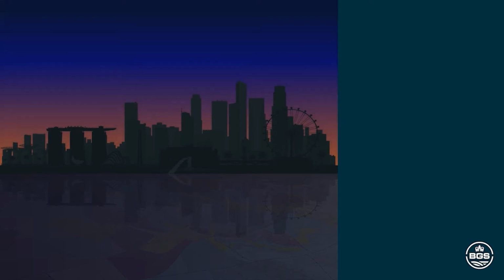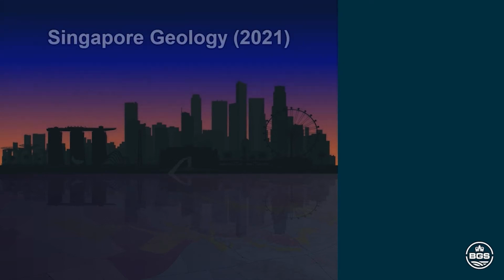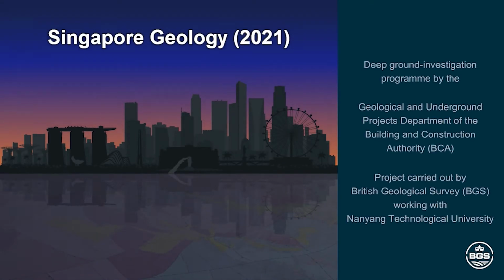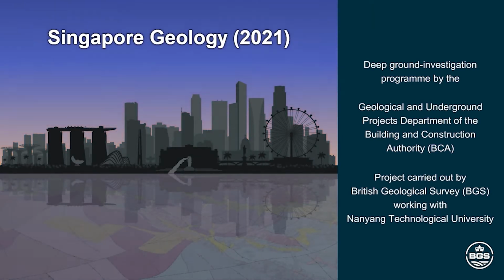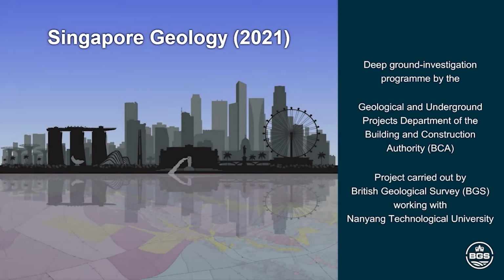Firstly, we're going to look at Singapore. The British Geological Survey has been engaged for several years now by the Building and Construction Authority in Singapore to gain a better understanding and map the geology of the island. This research work BGS has performed will aid in future planning.